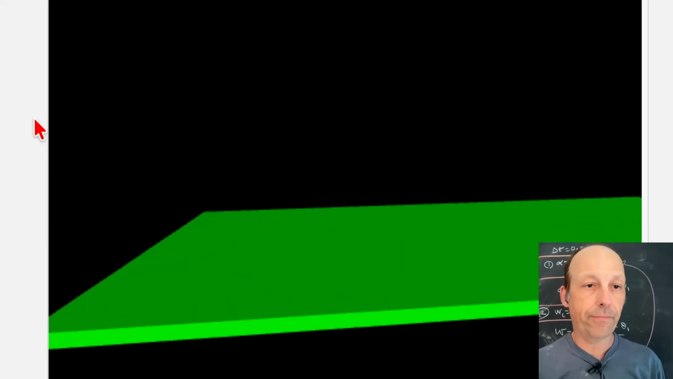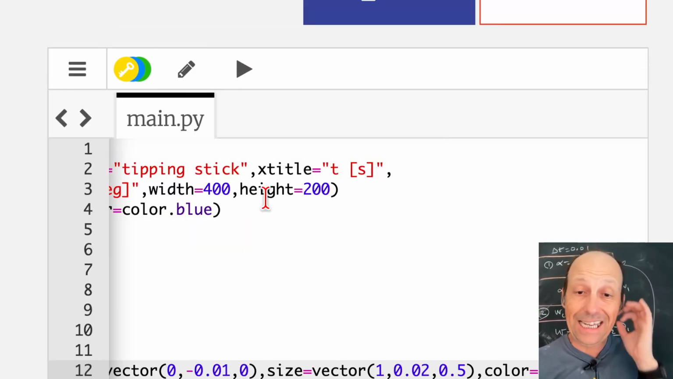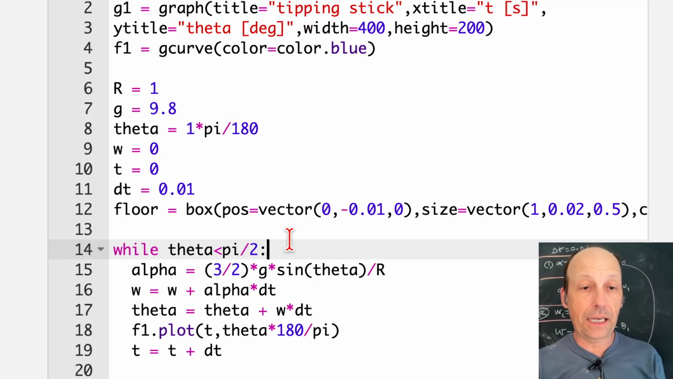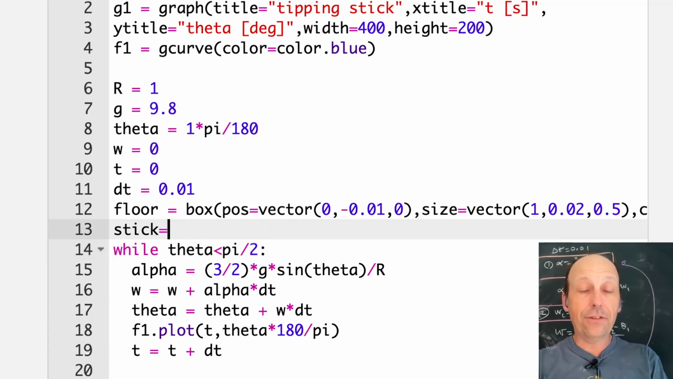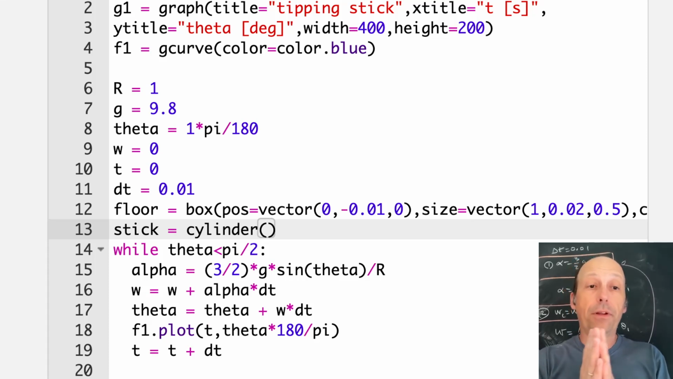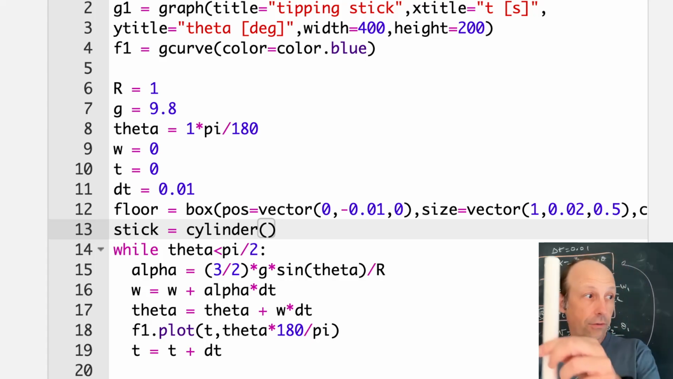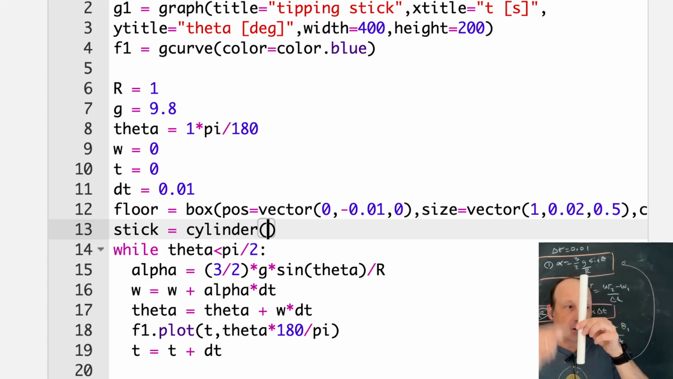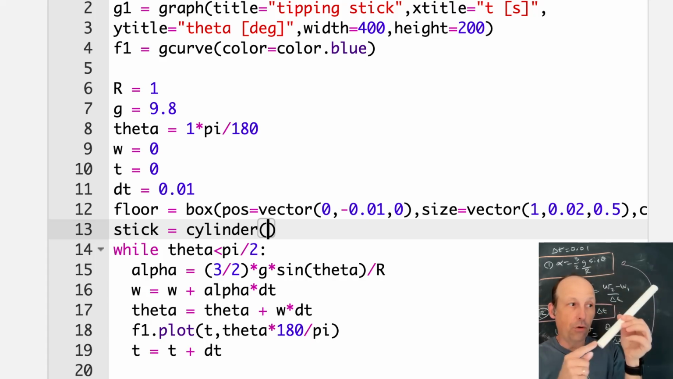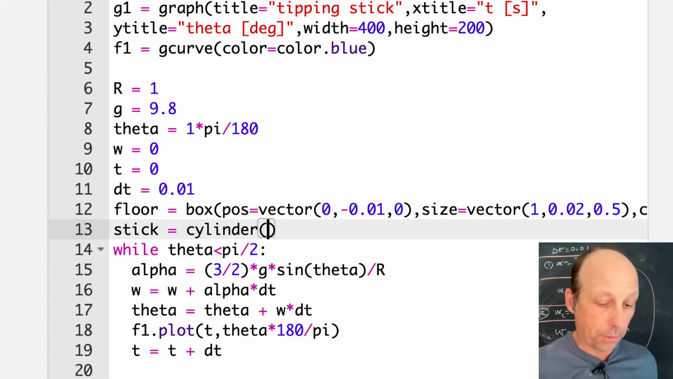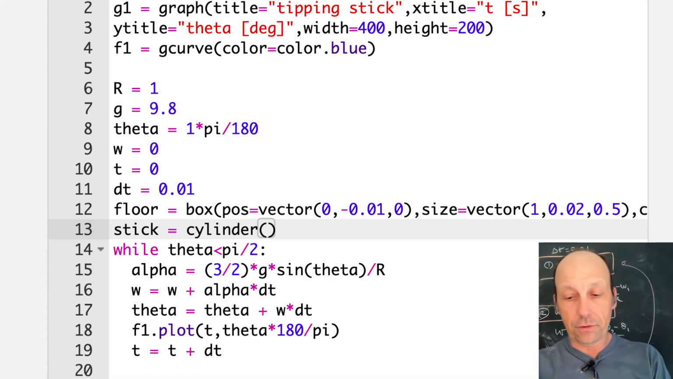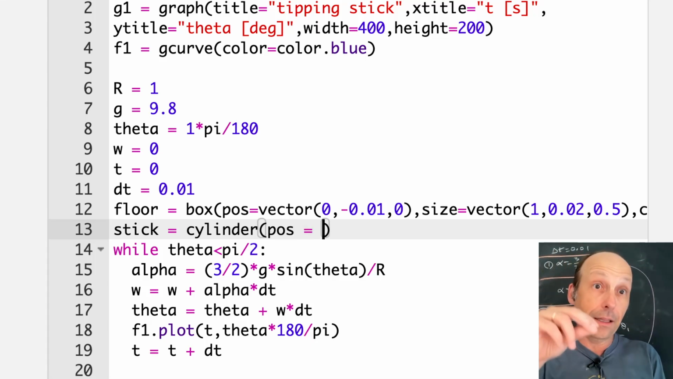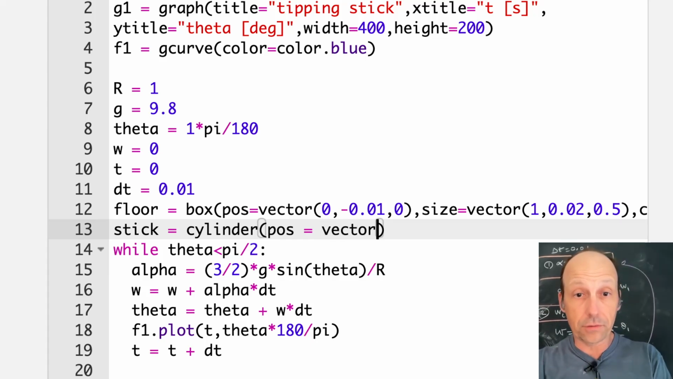Okay, nice. Now I'm going to make my stick. So my stick, I'm going to call it a stick. It's going to be an object of type cylinder. So a cylinder has 2 properties. It has the position where one end of the stick is. So here's a cylinder. So it has a position, and then the axis is the vector from here to there. So as it rotates, if this moves and rotates, you can take care of that with the position and axis. And it has a radius too. So the position, I'm going to put it at the floor, so vector 0, 0, 0. And I'm not going to move that.